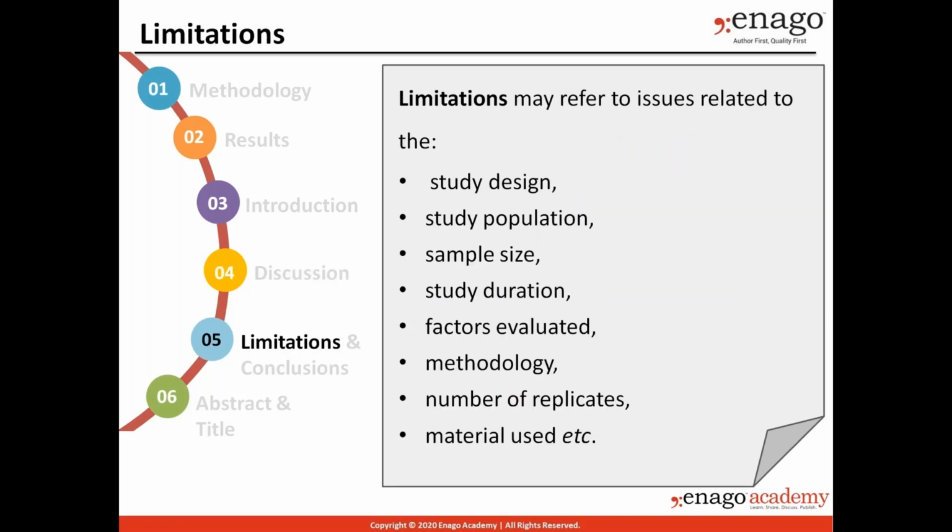In the discussion section, we also include often a paragraph or more with limitations that may refer to issues related to the study design, study population, sample size, study duration, factors evaluated, methodology, number of replicates, material used, etc. It can be a very long list of potential limitations, but you have to choose the ones that are relevant to your specific study, acknowledging what the limitations are, but reassuring the reader that at least there were valid reasons for these limitations and they could not be overcome in your specific project. However, you encourage the reader through this section to view your results in light of these limitations.